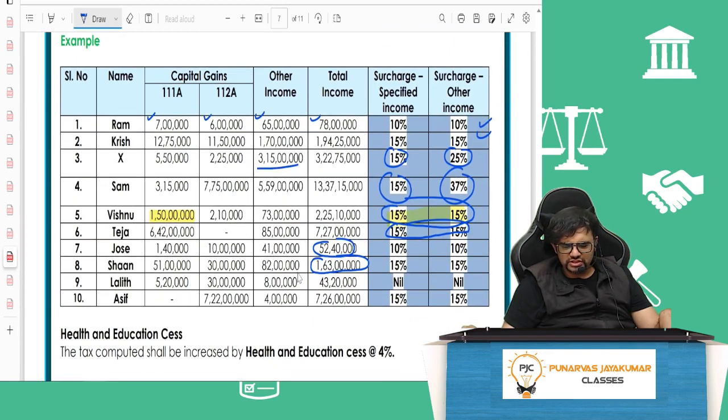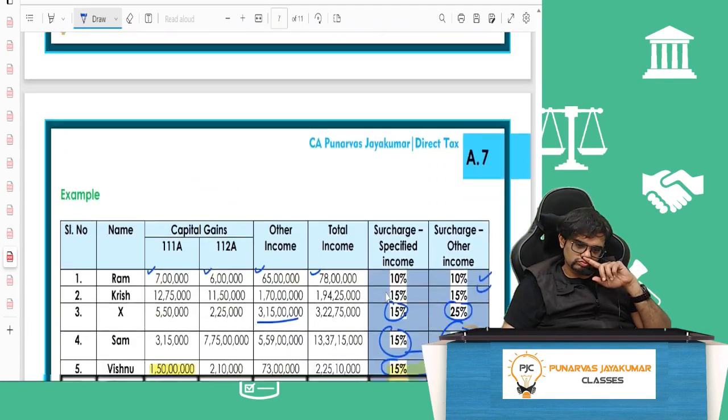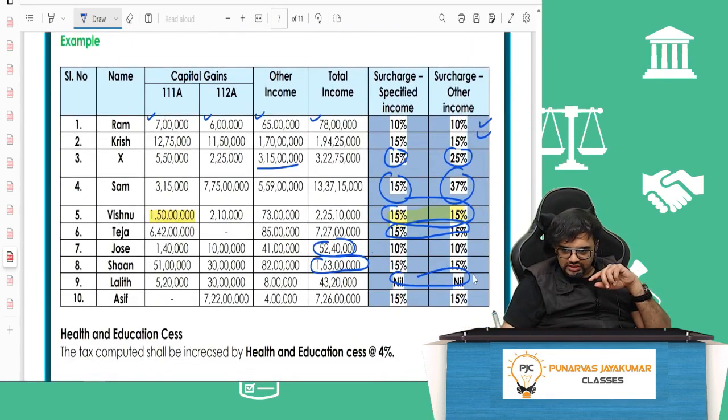Shan. Which situation? Situation 3. Lalit. All put together is less than 50 lakh. What do you think? No surcharge. Which situation? Situation 1. For Lalit, it is situation 1.